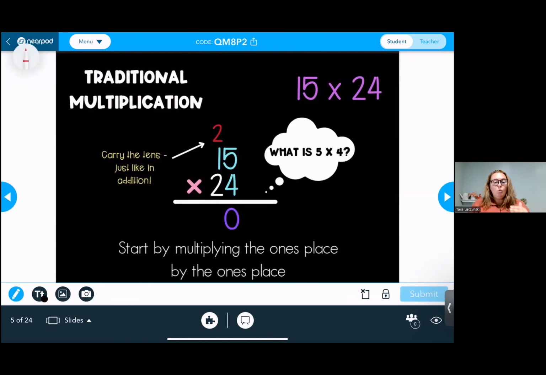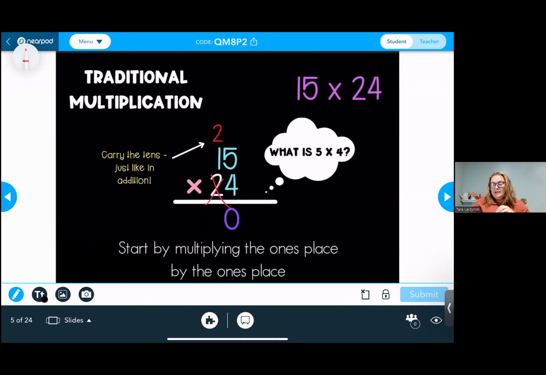We need to think, what is 4 times 5? We know that 4 times 5 is 20. So we write our 0 down in our answer and we carry our 2. Just like adding, right? We write down the ones place, we carry the tens place. It is still the 4's turn. We are still ignoring the 2, pretending it is not there.